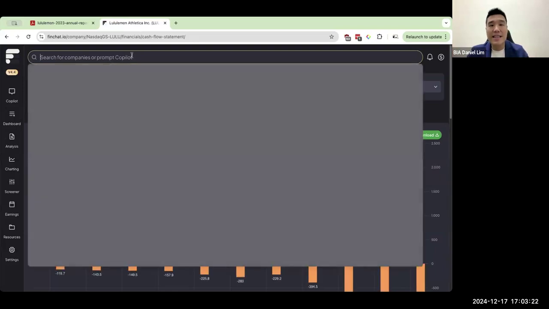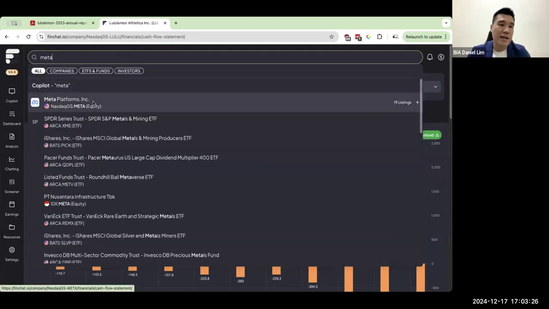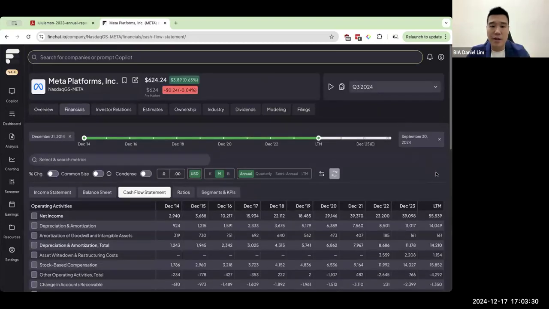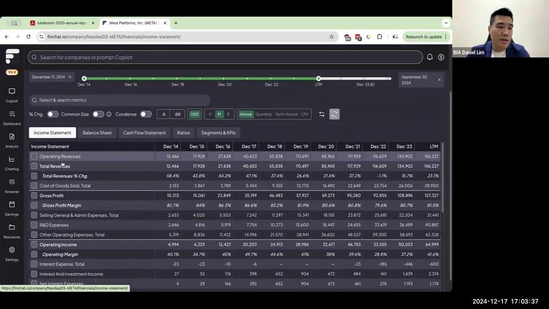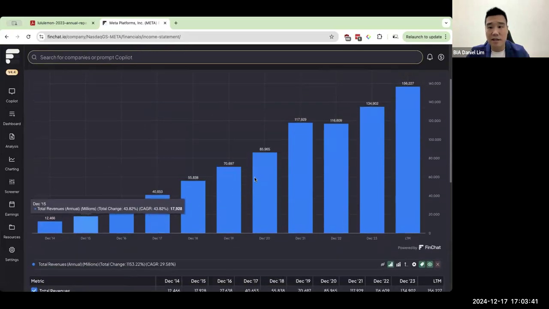Let's take Meta, for example. All of you know Facebook, Meta, right? So let's use another secondary example, so that you all get familiarized with how to use it. So first things first, the income statement. I think by now you all know what to take a look at, right? So let's look at the total revenue. Total revenue. Wow, continues to grow.